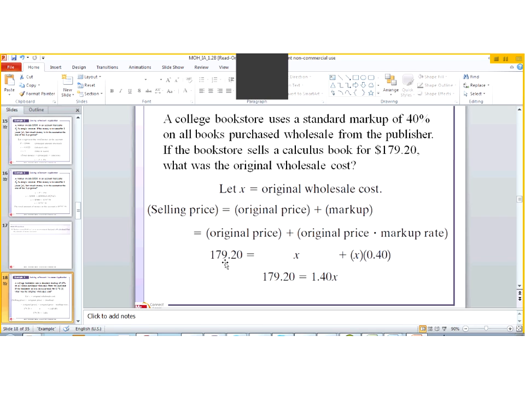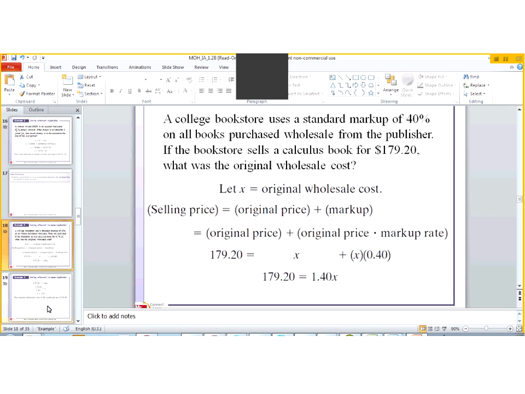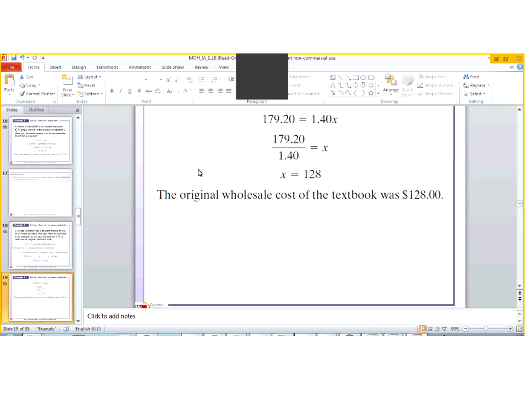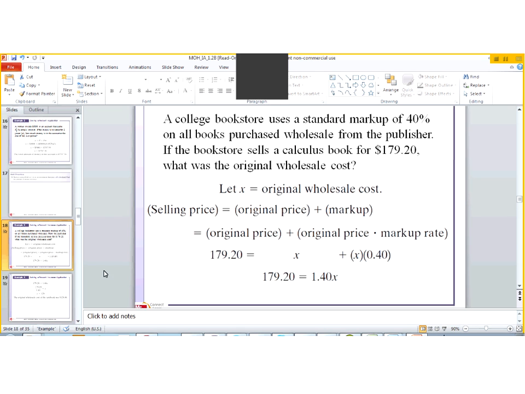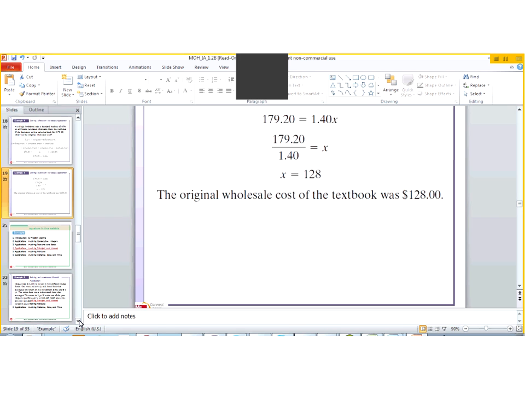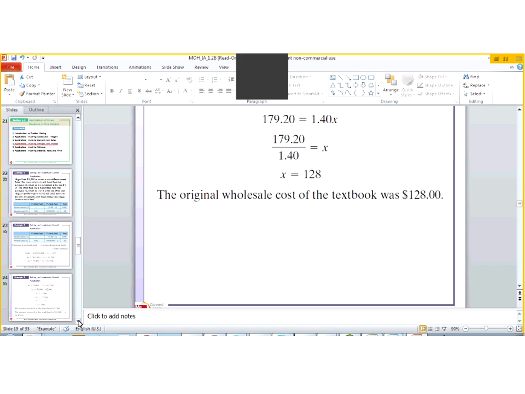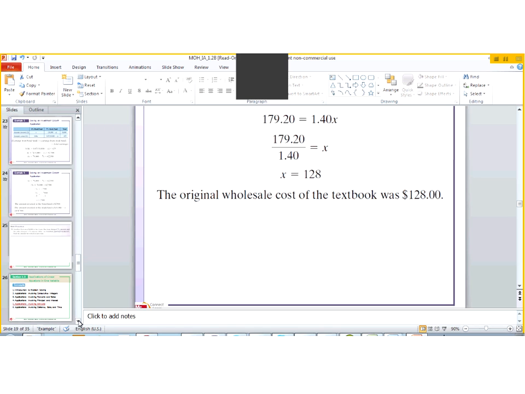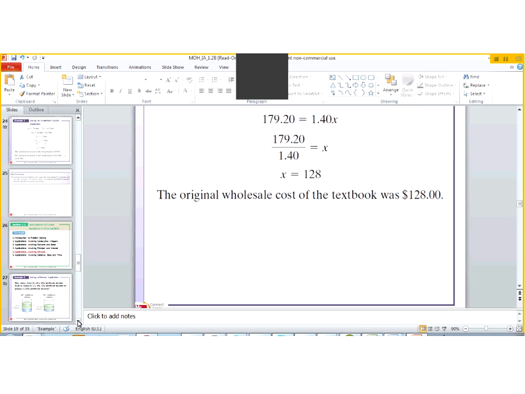So when you solve for x, that would be the original amount of money that the bookstore purchased from the publisher. They buy that for $128 and they sell it for $179.20 because the markup is 40%. Okay, so these are the kind of word problems that you need to know.